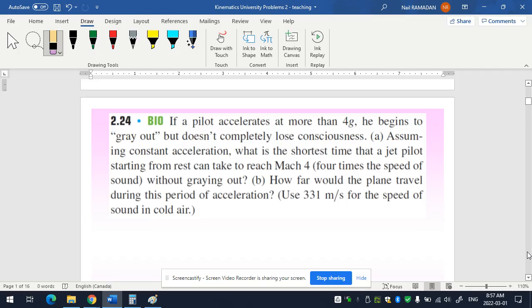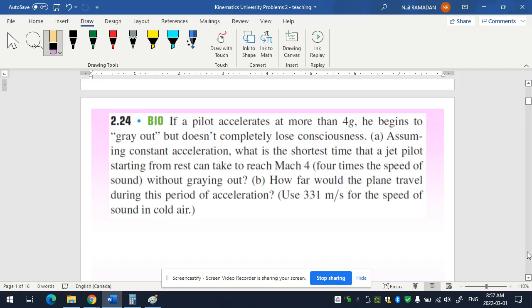can take to reach, can someone read that word? Mach 4. How many people remember the Mach from grade 11? What does Mach 4 mean? Or Mach 7? Or Mach 1? So if something travels at Mach 1, that means it's traveling exactly at the speed of sound around it. How about Mach 2? Twice the speed. 3. And so on.